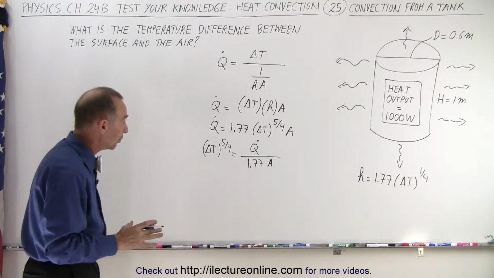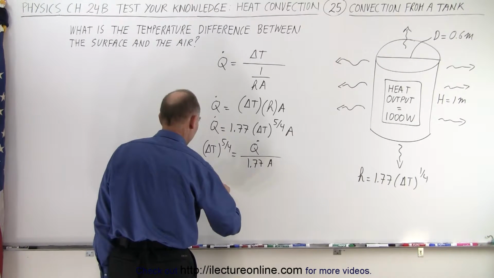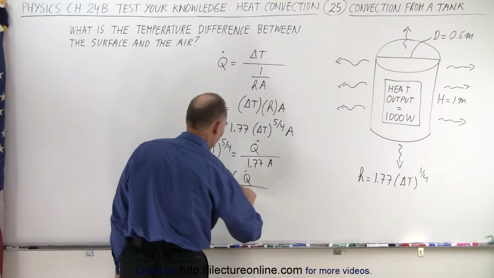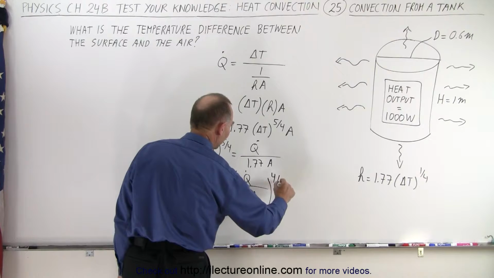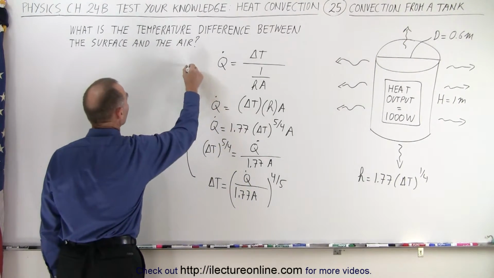And finally, what we need to do is take the 4/5 power of both sides. That means that the difference in the temperature is going to be Q dot divided by 1.77A raised to the 4/5 power. All right, let's continue over here to get the numbers.